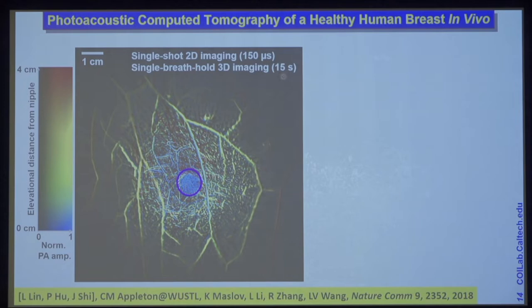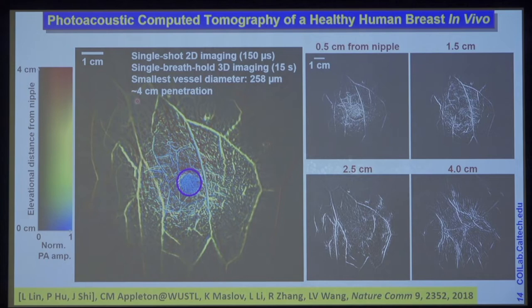The smallest vessel diameter is a quarter of a millimeter, and this is actually finer resolution than MRI. And we provide 4 centimeter penetration, which actually encompasses more than 95% of all breasts after slight deformation against the chest wall, which is painless. And you can see a few cross sections.